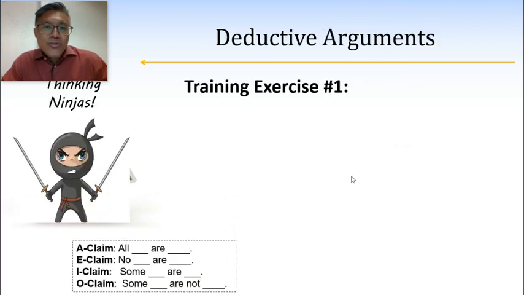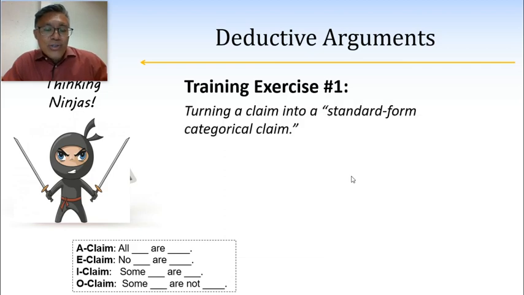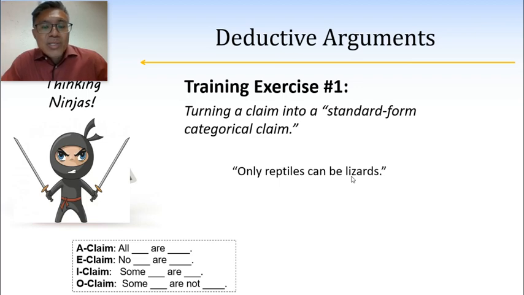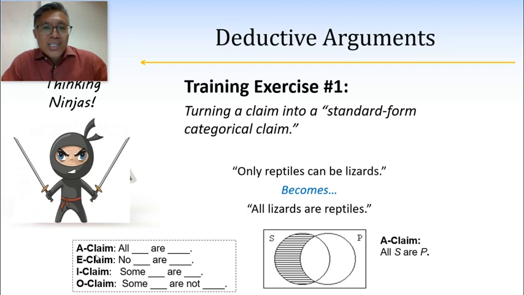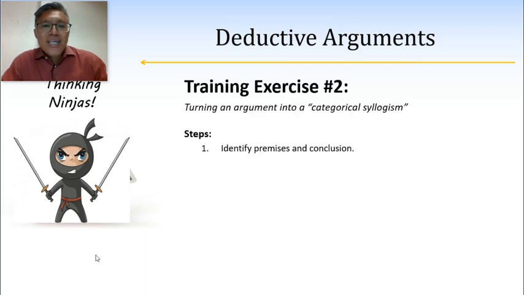So our training exercise last video was turning claims into categorical form claims. As an example, only reptiles can be lizards. That could be translated into our standard A claim form, right? All lizards are reptiles. Now what we'll do is we'll take that skill and apply it to syllogisms, right? Where we take an argument and we put it into the premise-conclusion form that we learned about last video.